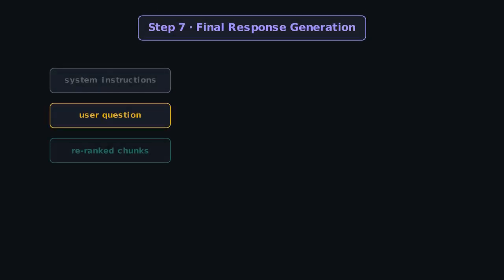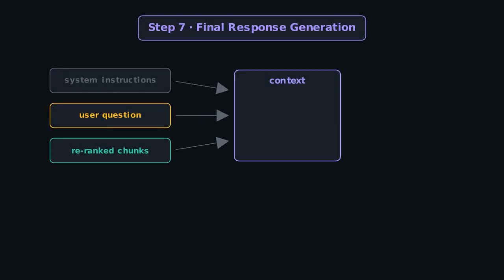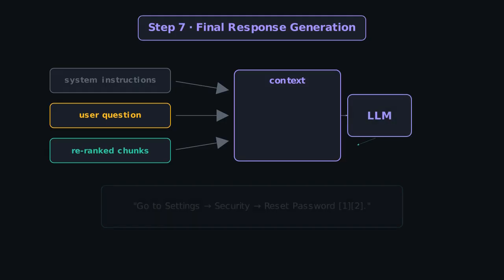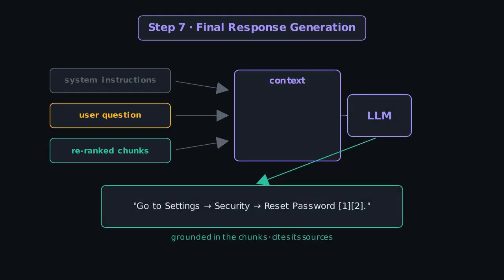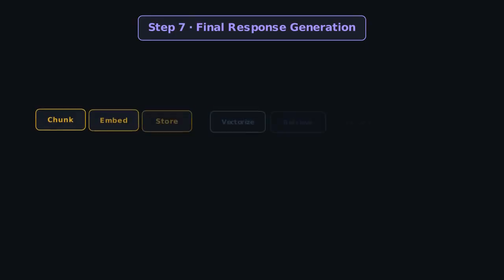Step 7. Final response generation. Now we assemble the prompt. The system instructions, the user's original question, and the re-ranked chunks are stitched together into a single context. The language model reads all of it and writes an answer grounded firmly in those chunks, often citing exactly which ones it drew from. And that is the entire workflow.